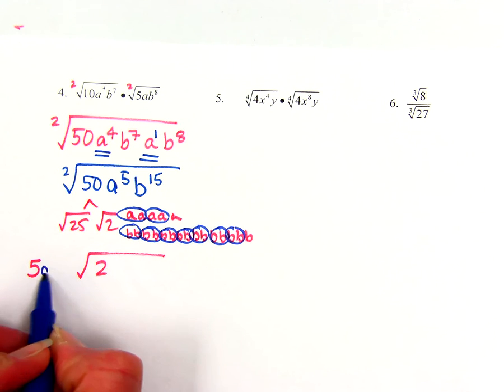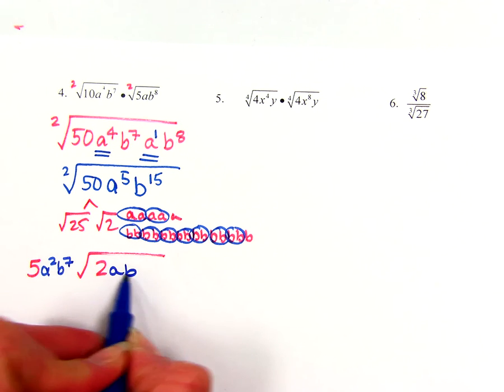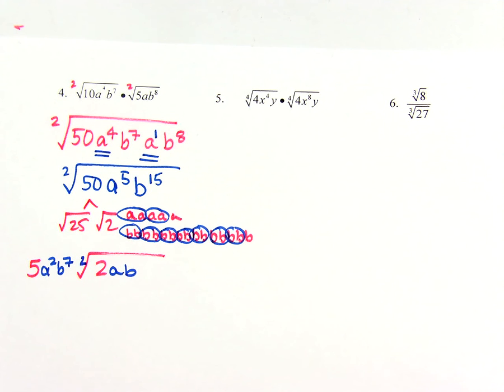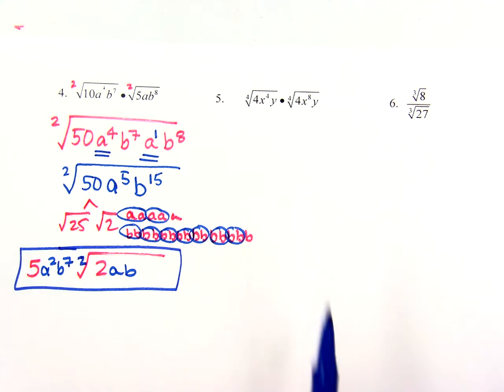So there's 2 groups of A's, 7 groups of B's, and we have 1 A and 1 B left over. And if you want to write in your index there, you can. Otherwise, it's implied to be a 2. All right, problem number 5 is our last multiplication one.